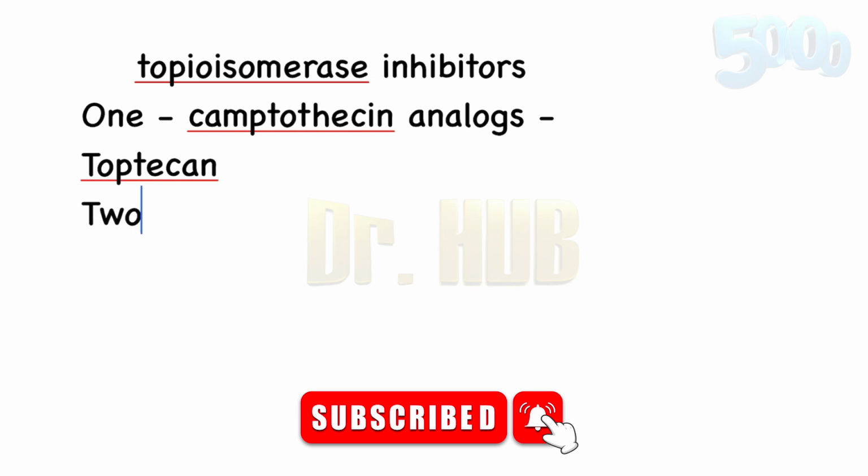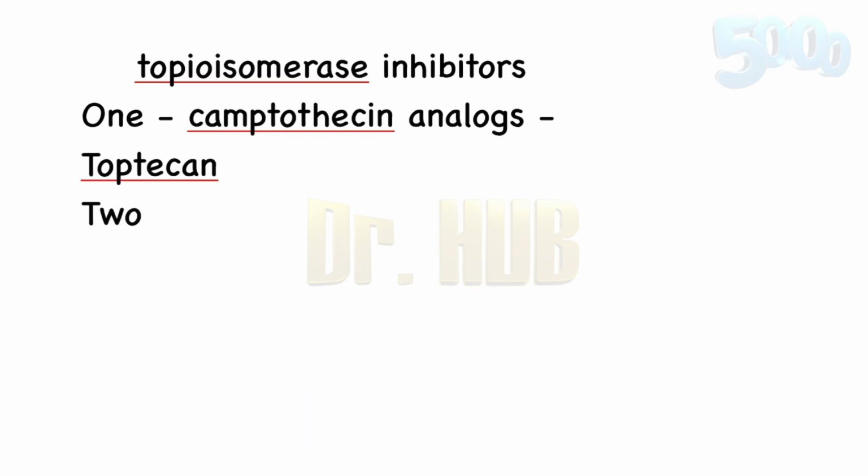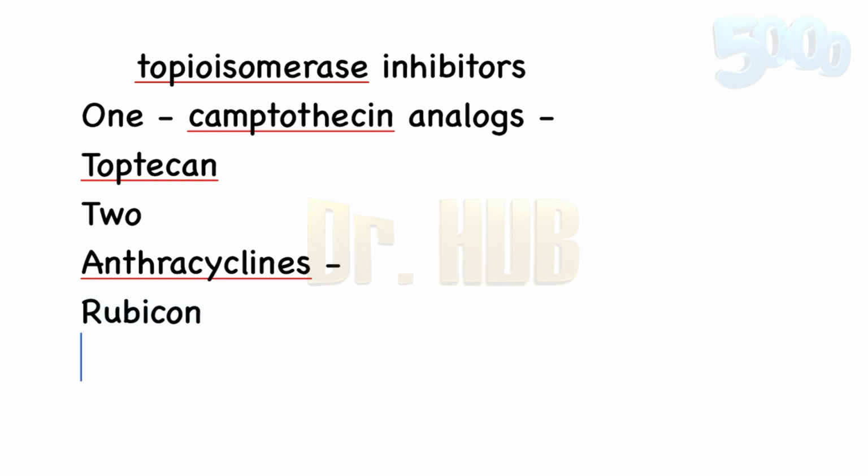Next, looking at the topoisomerase 2 inhibitors, it includes the anthracyclines. The anthracycline examples are doxorubicin and daunorubicin. So the rubicins, what are the rubicins? Doxorubicin and daunorubicin.